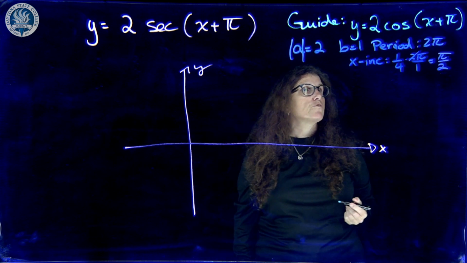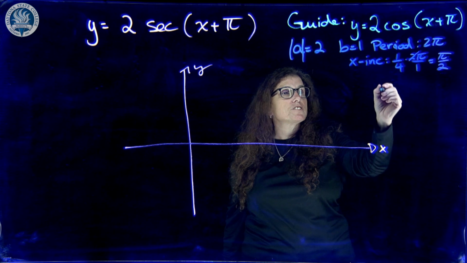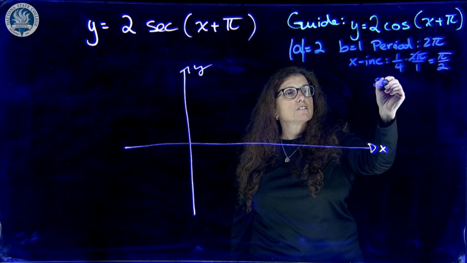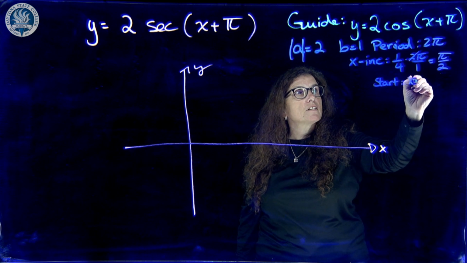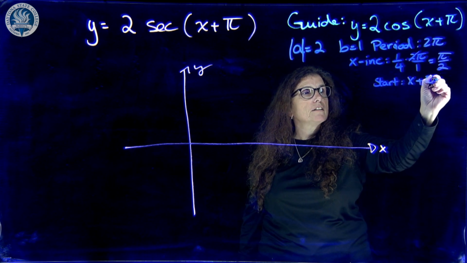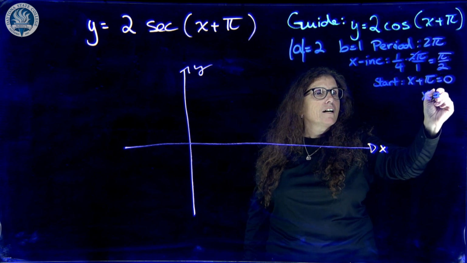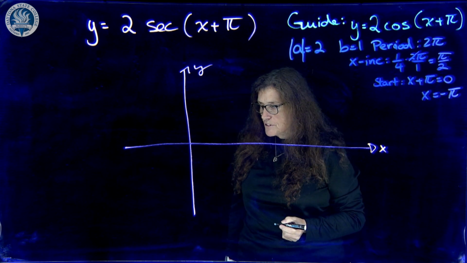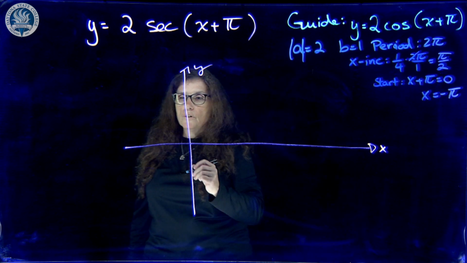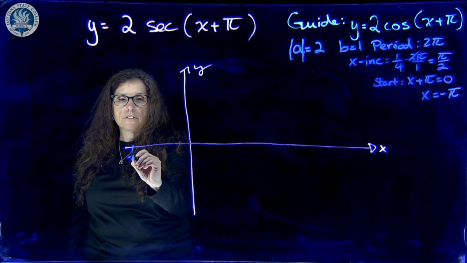And we also have a phase shift here, so we have to figure out where this cosine graph starts. We need a starting point. And our starting point we find by setting x plus pi equal to 0. If we solve for x, we get x is negative pi. So that is our starting point. Okay, so negative pi right over here.